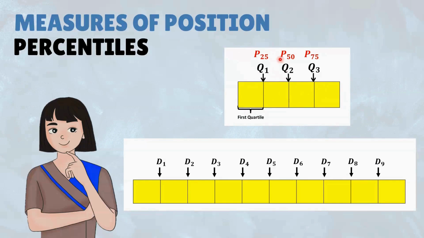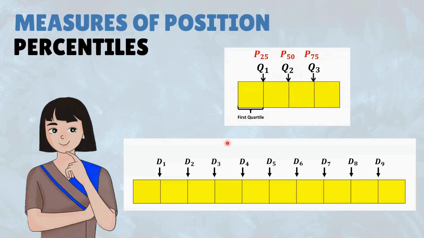Moreover, percentile 50 and quartile 2 are equivalent since 50% of the distribution is less than or equal to these values, and the remaining 50% is greater than or equal to these values. Furthermore, percentile 75 is equivalent to quartile 3 since 75% of the distribution is less than or equal to this value, and the remaining 25% is greater than or equal to these values.